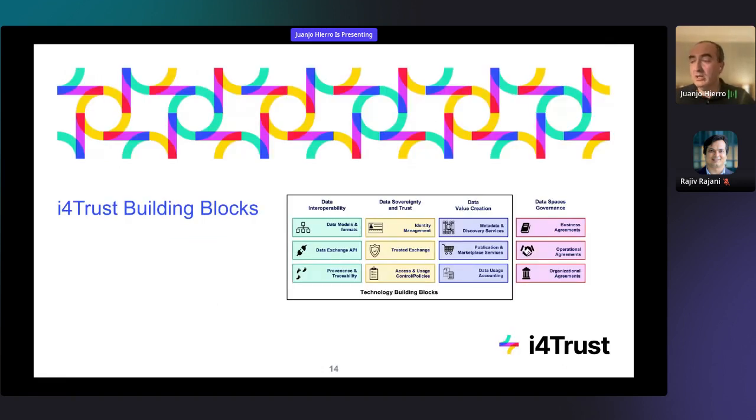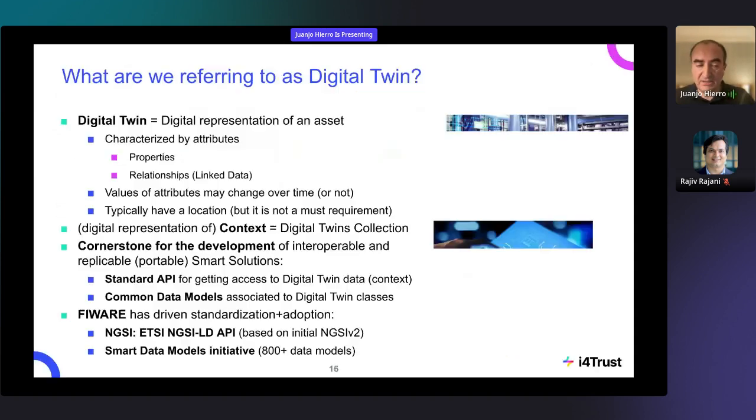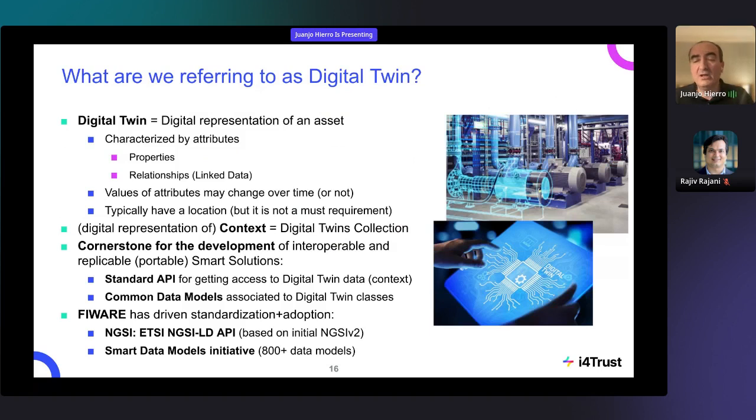Let's now go one by one through the different pillars of the i4Trust framework. We will start with the technology building blocks, and in the first place, the data interoperability building block. I mentioned that in i4Trust, we are providing a solid framework for the exchange of digital twin data. What do we mean by digital twins? We mean a digital replica of any asset.